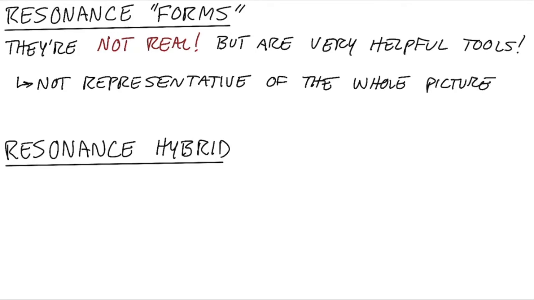Each resonance form does have some validity to it, but it's not really representative of the whole picture of the electronic structure of the molecule. We do say that the resonance forms contribute to something that is really true and real, and that is the resonance hybrid. The resonance hybrid is like a weighted average of all the resonance forms that contribute to it.